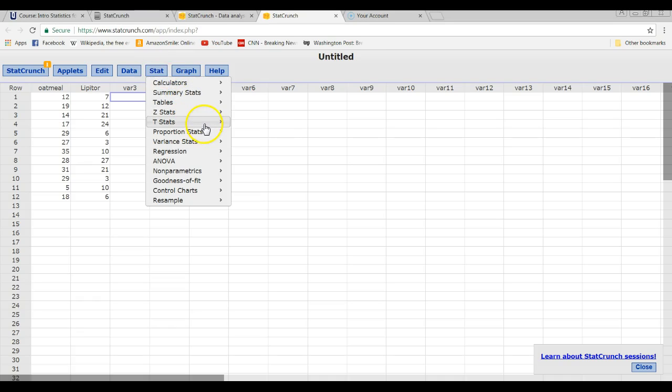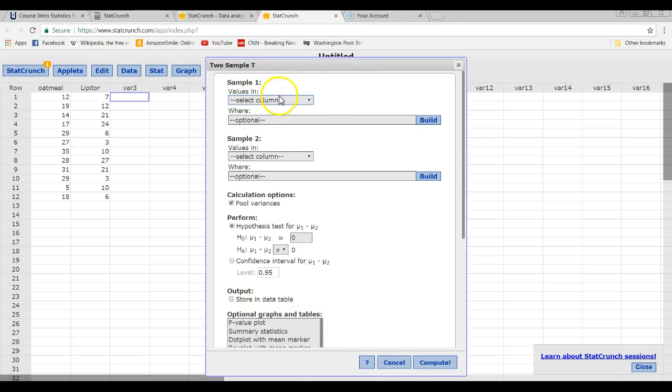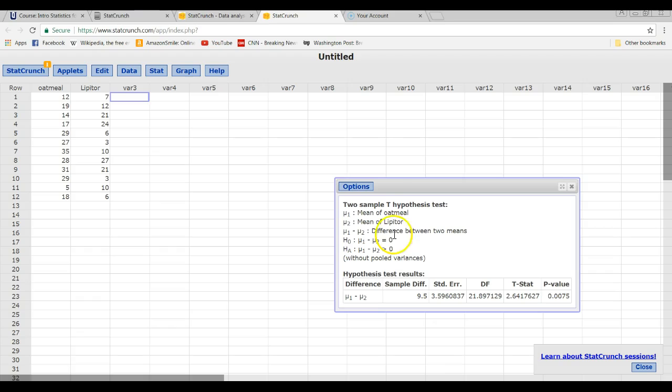So I've typed these data in already. So we're going to go to Stat, t-stats, two sample with data. Sample 1 is the oatmeal group. Sample 2 is the Lipitor group. We're going to unclick this box. And we think that group 1 is bigger than group 2, so mu1 greater than mu2. Click that and compute. And we get a test statistic of 2.6418 and a p-value of 0.0075.